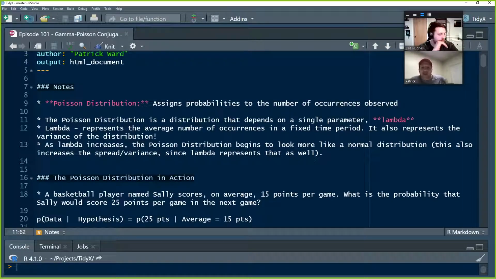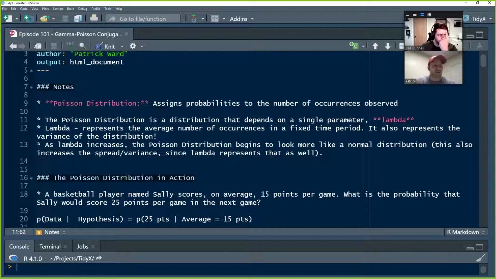So last week we did the beta binomial conjugate, where we used a beta prior and we updated the knowledge of our beta prior using some likelihood observations from the binomial distribution, successes and failures, and that got us a posterior distribution. Today we're going to do the exact same thing, this time with count type of data. Poisson distribution is a distribution that assigns probabilities to the number of occurrences observed. Usually that's in a fixed period of time.